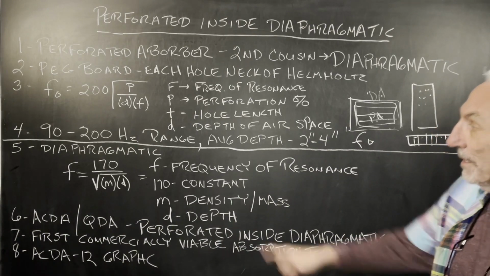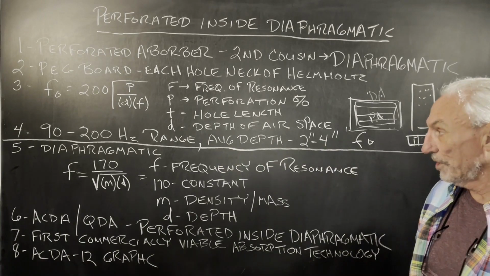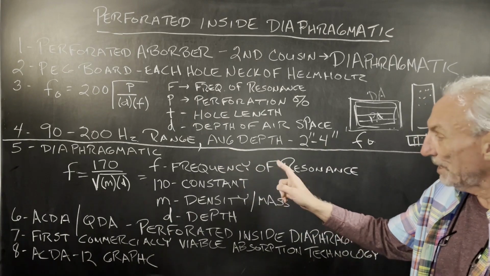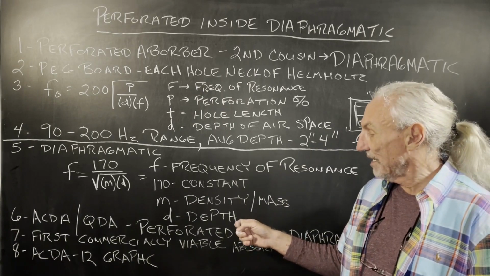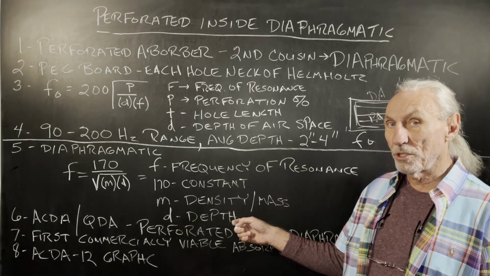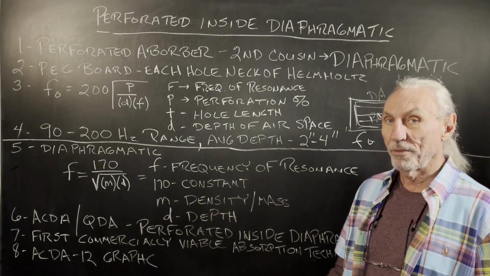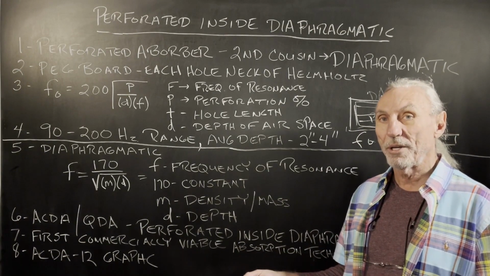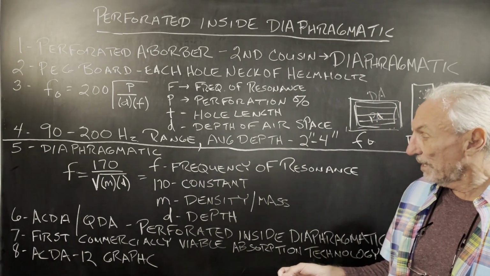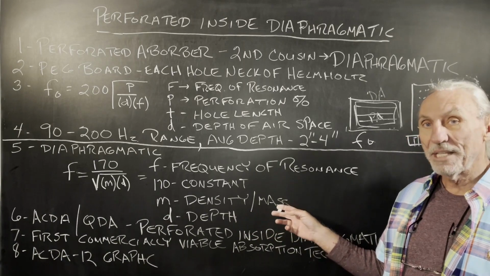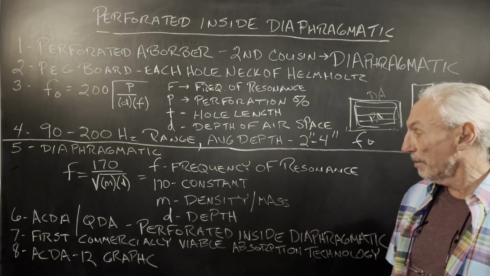So 90 to 200, depth 2 to 4 inches. Diaphragmatic a little bit different, more horsepower. So you increase the density, the depth to a certain point. The depth determines how low it's going to go. That's why we need 12 inches on our technology to get to 30 cycles, sometimes 16, depending on the situation. And the density of the cabinet, how heavy it is, how much does it weigh per square foot.